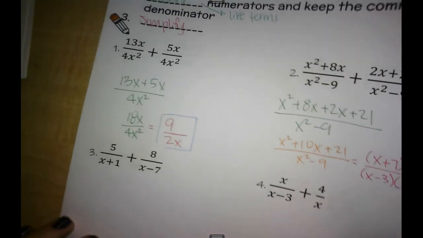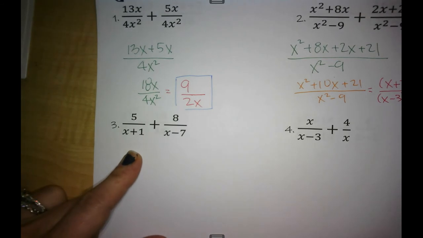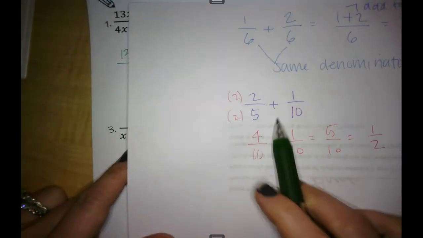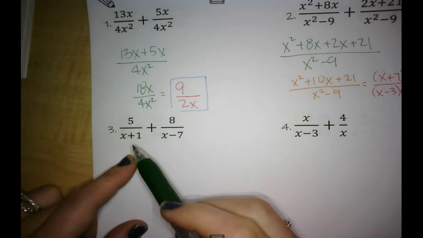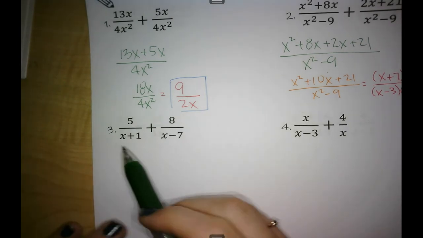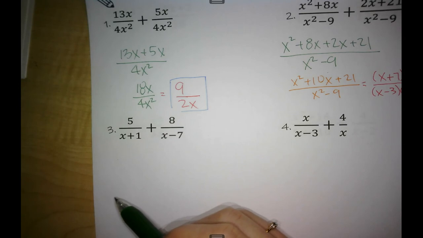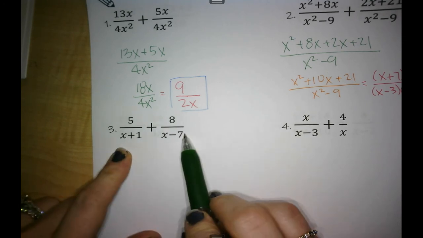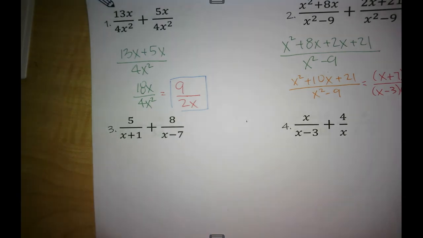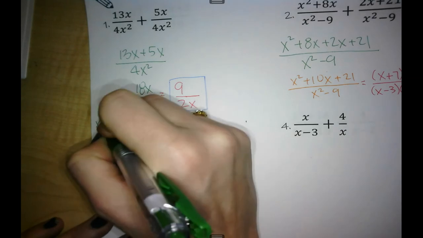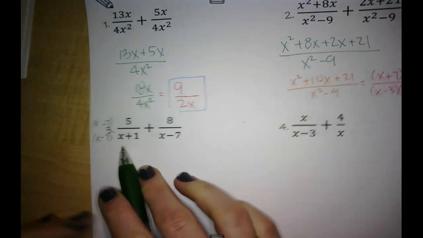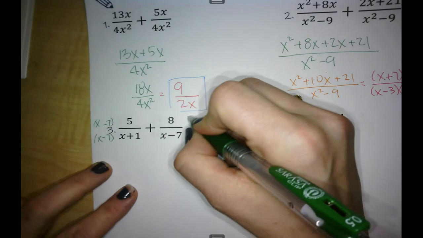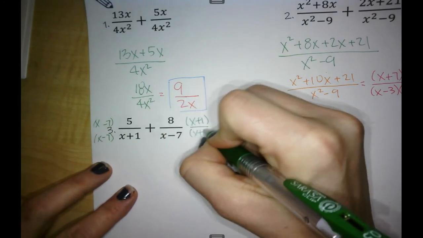All right, let's look at an example here. They don't have common denominators. So we have to make them be common denominators just like we did here, okay? It's no different just because it's got binomials in it. So one of the easiest ways to do this, especially if they're very different like this, is if I multiply this bottom by this one and I multiply this bottom by this one, then they will be the same. So I'm going to multiply this 5 over x plus 1 by x minus 7 over x minus 7. And this other one, I'm going to multiply by x plus 1 over x plus 1.